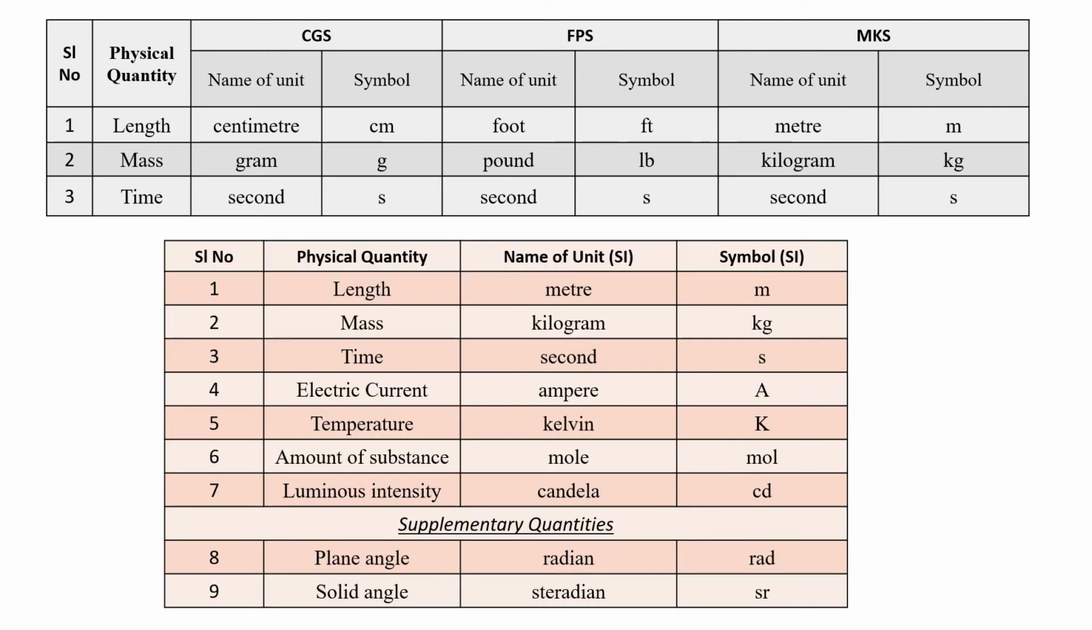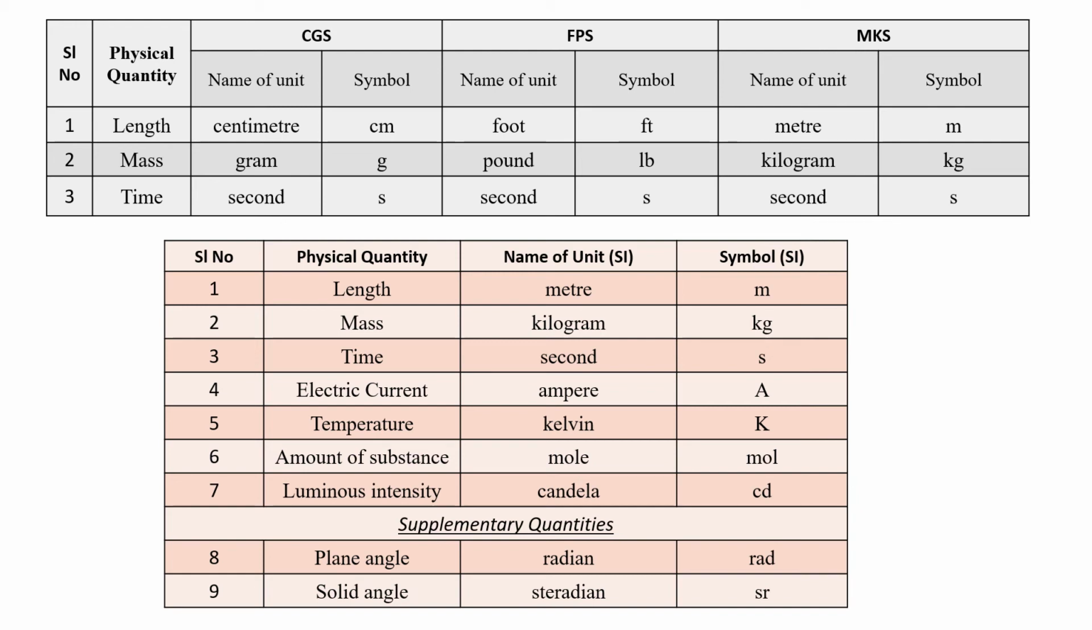The next table shows the physical quantities represented in the International System of Units, or the SI unit. The physical quantity length in SI unit is meter, represented as m. The second fundamental quantity is mass. Its name of unit is kilogram and symbolically it is kg. The third fundamental quantity is time, represented in second and symbolically it is s.